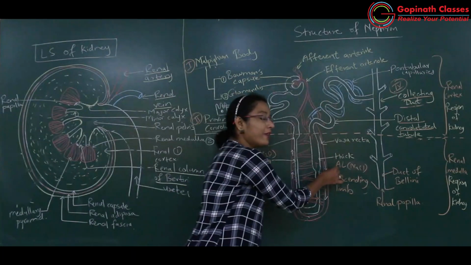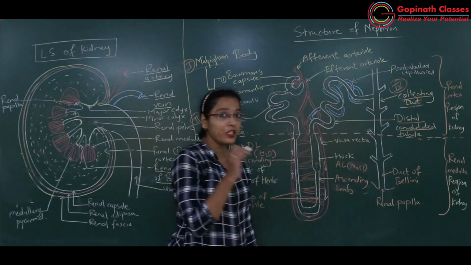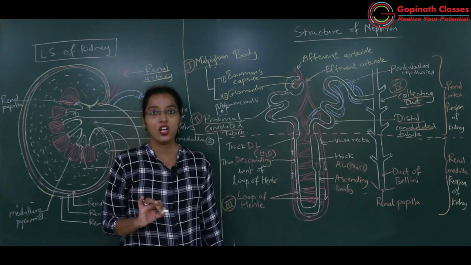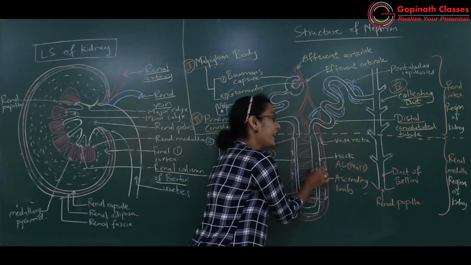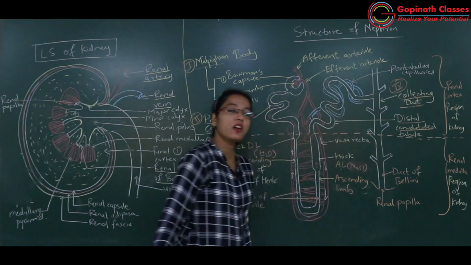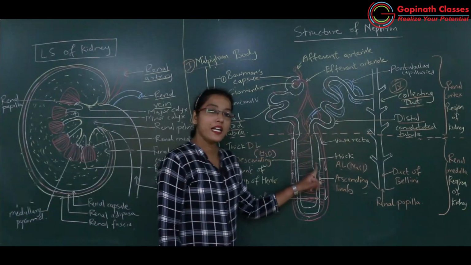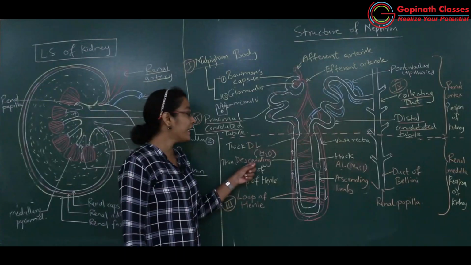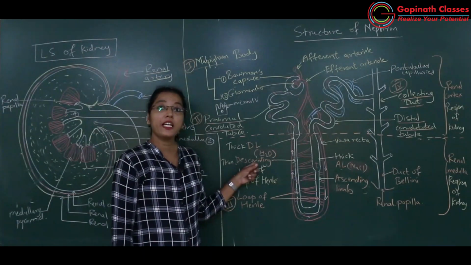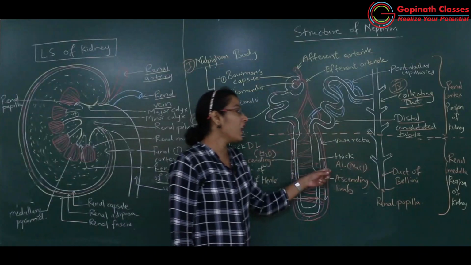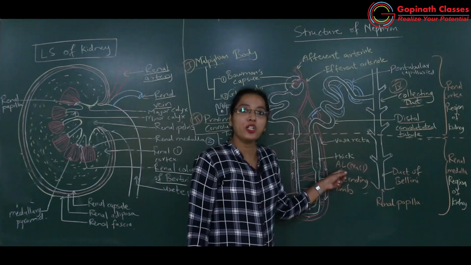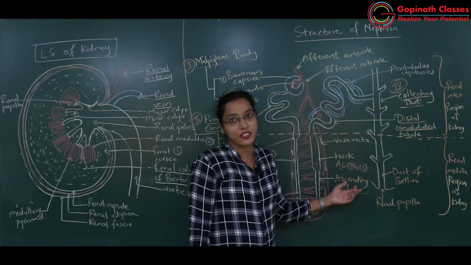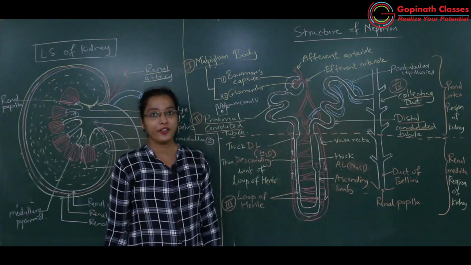Okay, the ascending limb is impermeable to water but permeable to salts, that is NaCl. So NaCl can easily enter from the nephric filtrate into the blood through the ascending limb. This is a very important question which is asked in exams. The descending limb is permeable to water and impermeable to salt, whereas the ascending limb is permeable to salt, NaCl, Na positive as well as Cl negative ions, and impermeable to water.